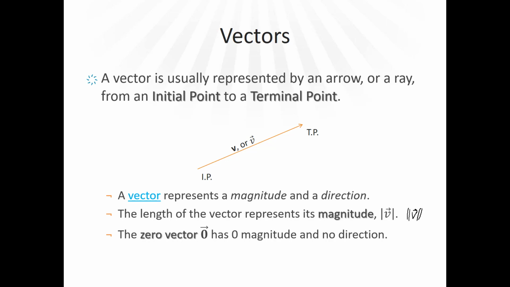Now, one specific vector that we want to talk about is the zero vector. What makes the zero vector different and special compared to all the other vectors is that we're going to say that the zero vector has zero magnitude. So the initial point and the terminal point are actually at the same point. So there's technically really no arrow, but we'll say it has zero magnitude and it has no direction. Just kind of a weird one, but hopefully that makes sense.